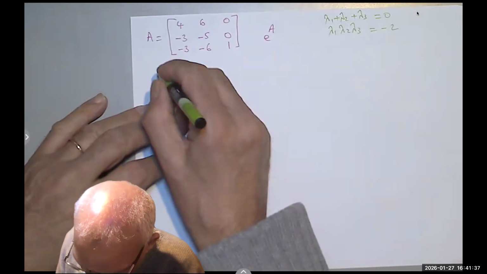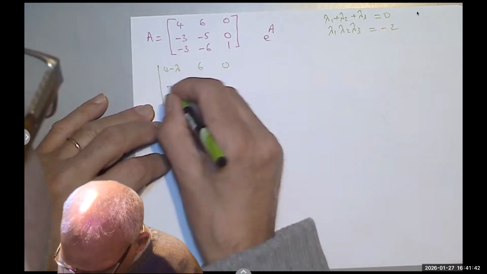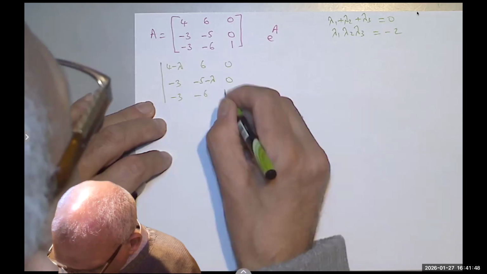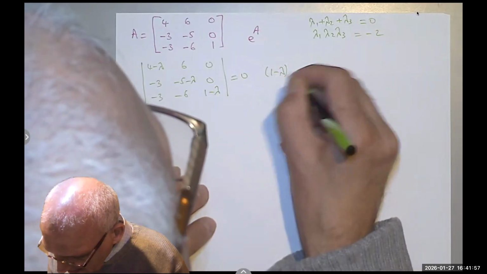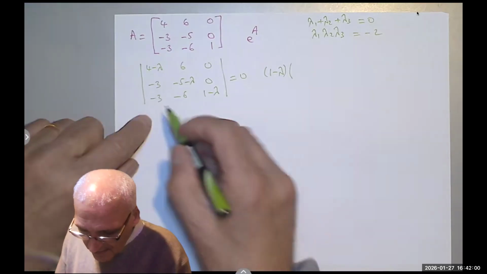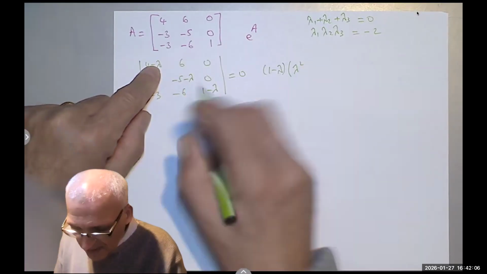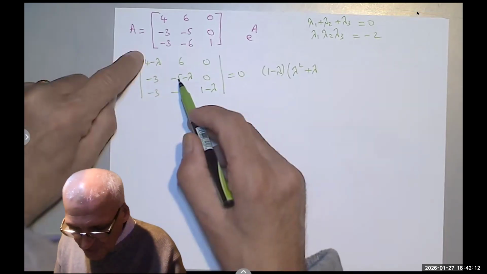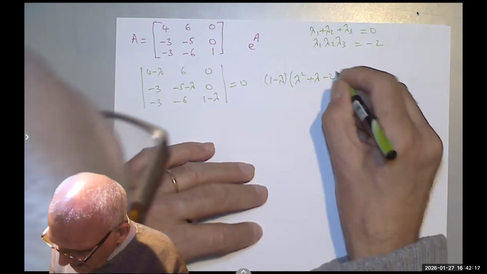So we are going to say that the determinant of 4 minus lambda, 6, 0, -3, -5 minus lambda, 0, -3, -6, 1 minus lambda equals 0. Again, I'm going to expand the third column. So I'm going to say 1 minus lambda times, and then again, I multiply these two minus those two. I get lambda square plus 5 minus 4, so plus lambda, minus 20 plus 18, minus 2 equals 0.